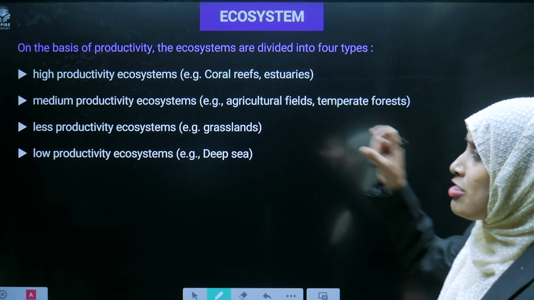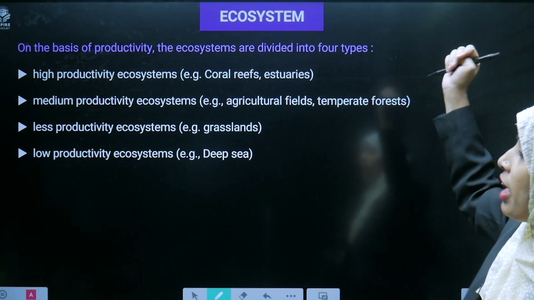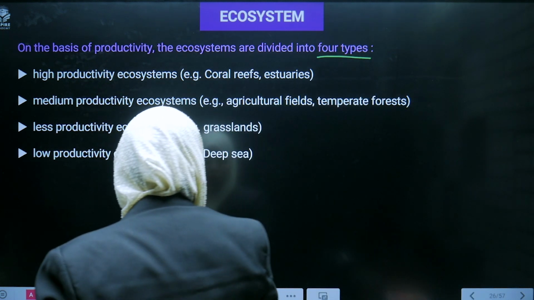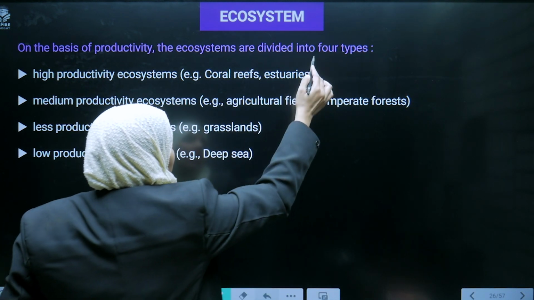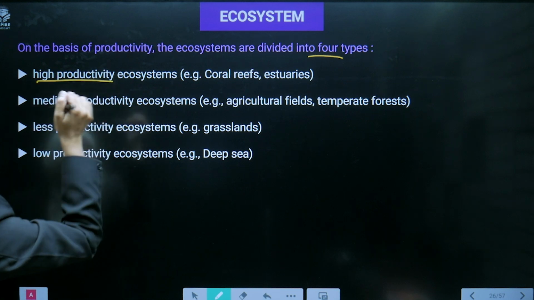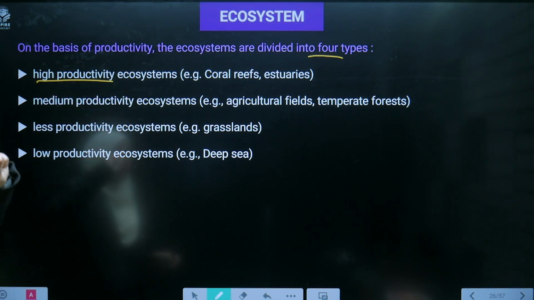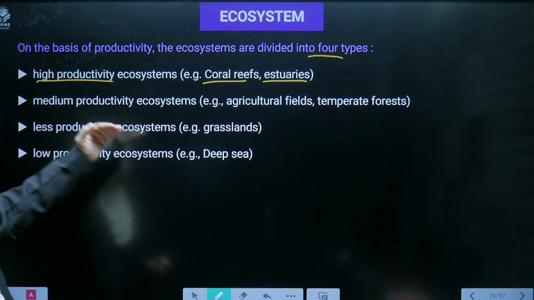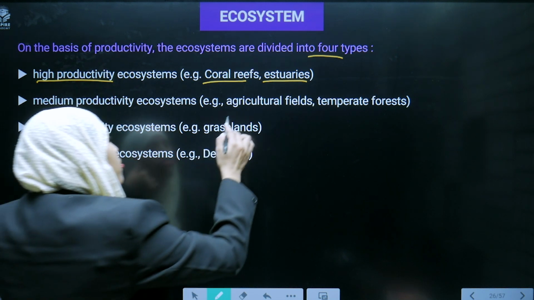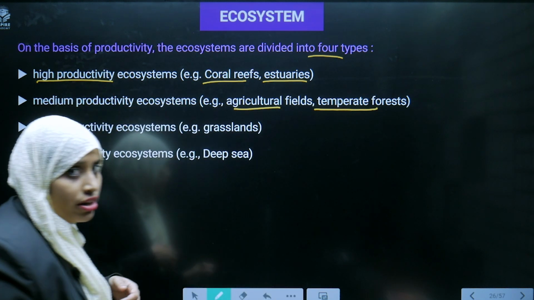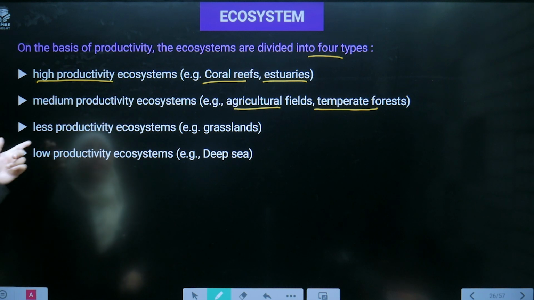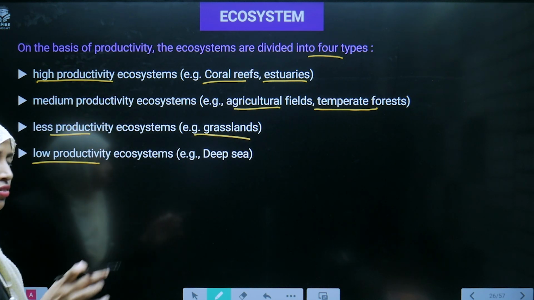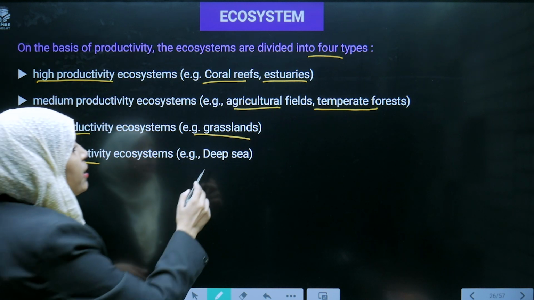Now on the basis of productivity, the ecosystem can also be divided into 4 types. So 4 types of ecosystem we can classify. There are higher productivity ecosystems, like coral reef and estuaries. Medium productivity is in agricultural fields and temperate forest. And less productivity, grassland. Low productivity, here we can see deep sea.